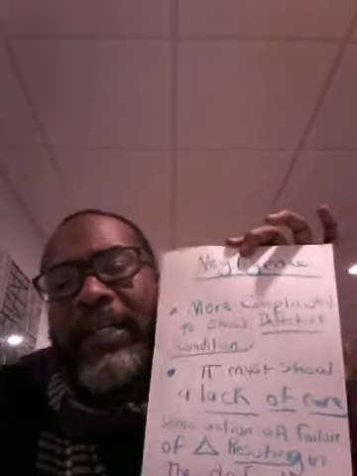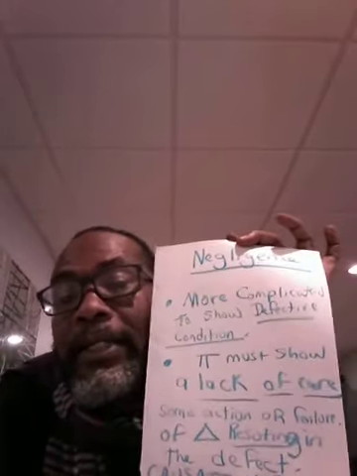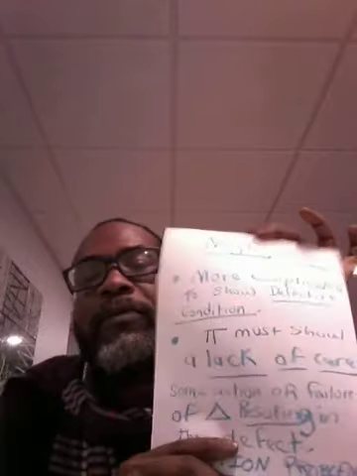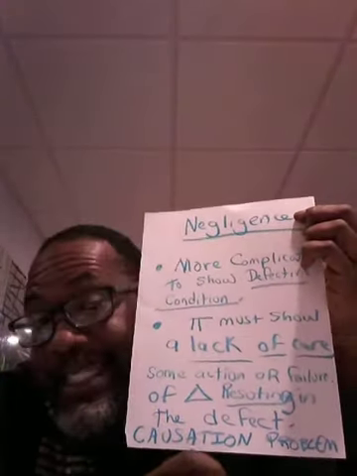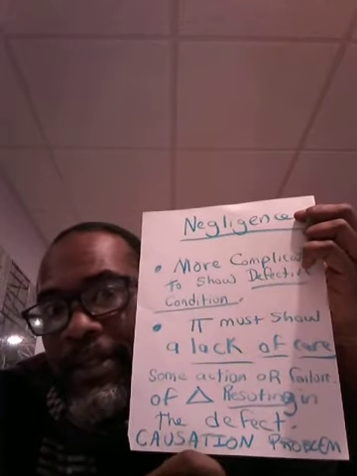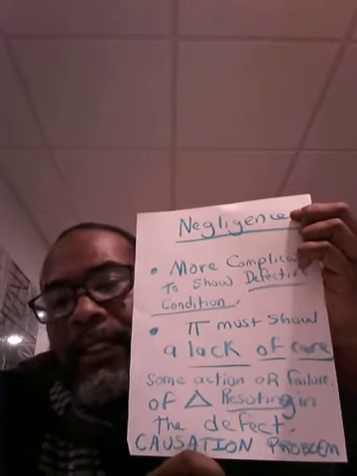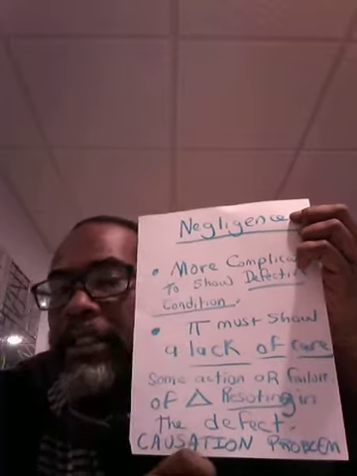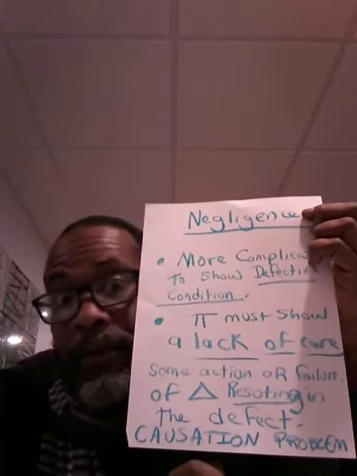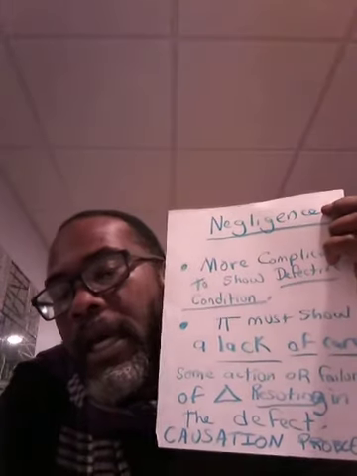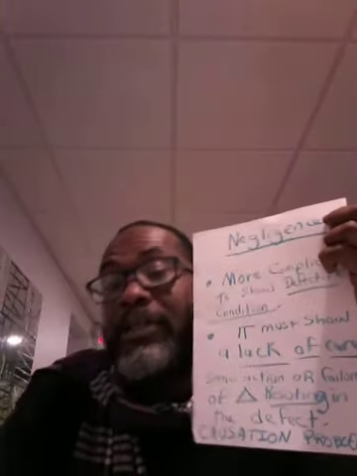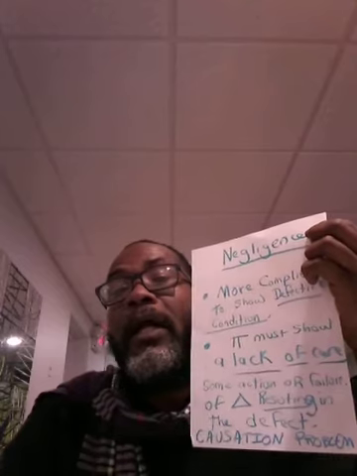Moving on to negligence, it's more complicated to show the defective condition. Why? Because what does the negligence relate to? It relates to a lack of care. And what is the injury related to? It's related to damage that's caused by a product. There has to be a connection between them, and that connection is essentially proving how the product became defective through defendant's carelessness.